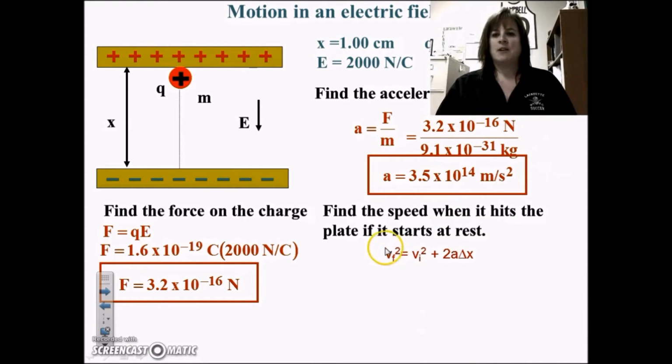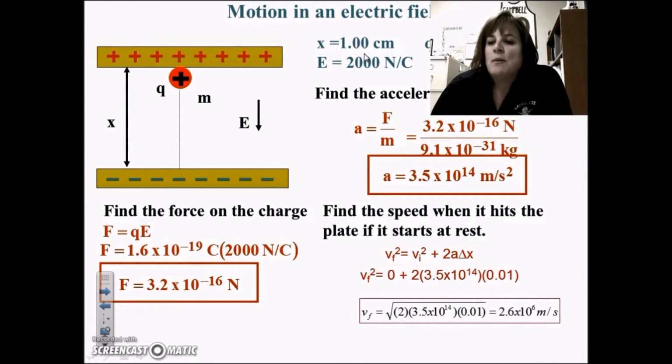Oops, let me move myself. There we go. V final squared equals V initial squared plus 2a delta x. Remember that one? Well, my initial velocity is 0, right? I have my acceleration and my distance is 1 centimeter. Just convert that to meters. So when we do our little math, all right, we get a very speedy particle, but it's teeny tiny, right? Which is why it accelerates so quickly.